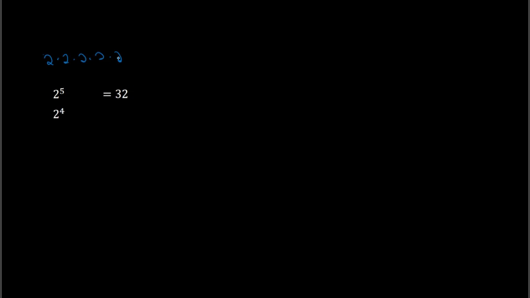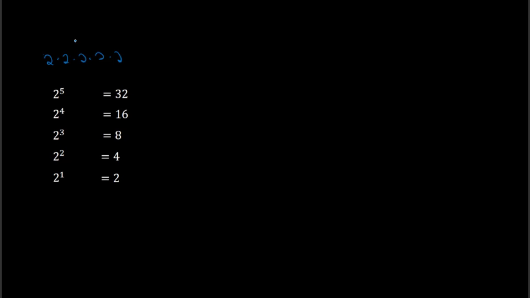Now what about 2 to the 4th power? Well, 2 to the 4th power is 4 2's multiplied together. So 2 times 2 times 2 times 2, that would give me 16. 2 to the 3rd power, or 2 cubed, would be 2 times 2 times 2, which is 8. 2 squared, or 2 to the 2nd power, means we have 2 2's, which would be 4. 2 to the 1st power means we have just 1 2 multiplied together, which would be 2.